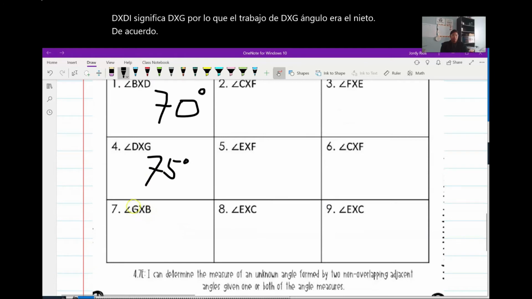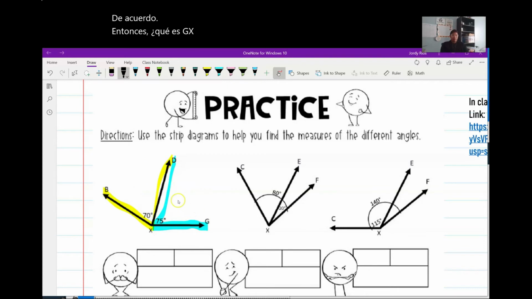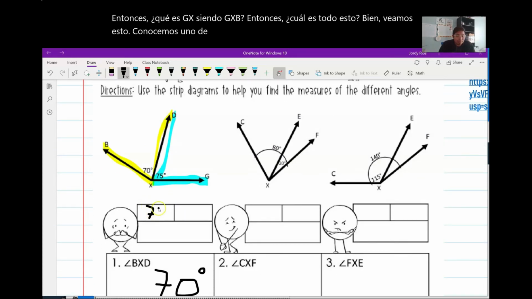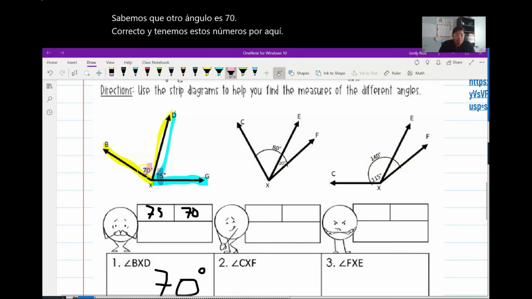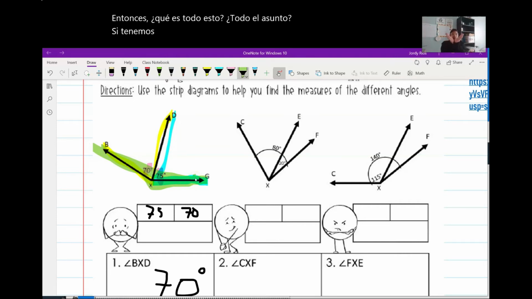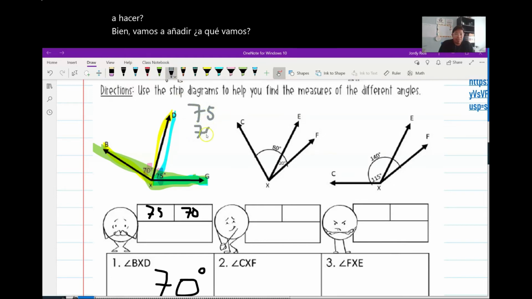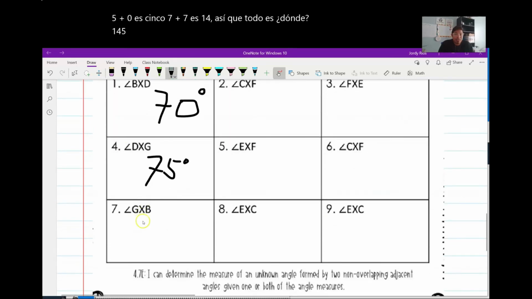Okay. So then what is GXB? So what is the whole thing? Okay. So let's look at this. We know one of the angles is 75. We know another angle is 70, right? And we got these numbers because of right here. So now what is the whole thing? If we have one part and one part, and we want the whole thing together, what operation are we going to do? Good, we're going to add. What are we going to add? 75 plus 70. Excellent. Why? Because we want the total. Excellent. 5 plus 0 is 5. 7 plus 7 is 14. So the whole thing is what? 145. Excellent. So angle GXB is 145 degrees. Awesome.